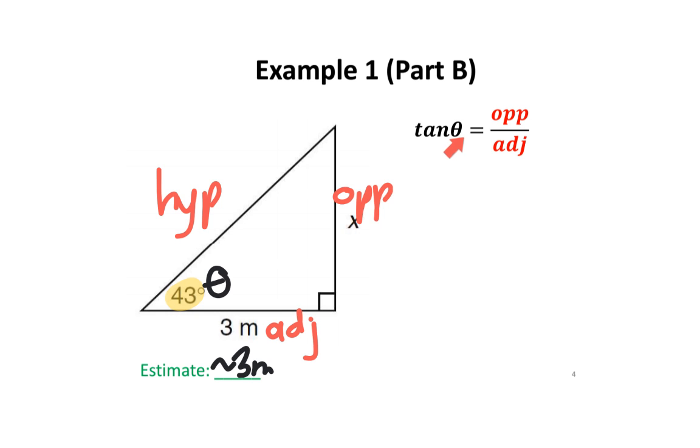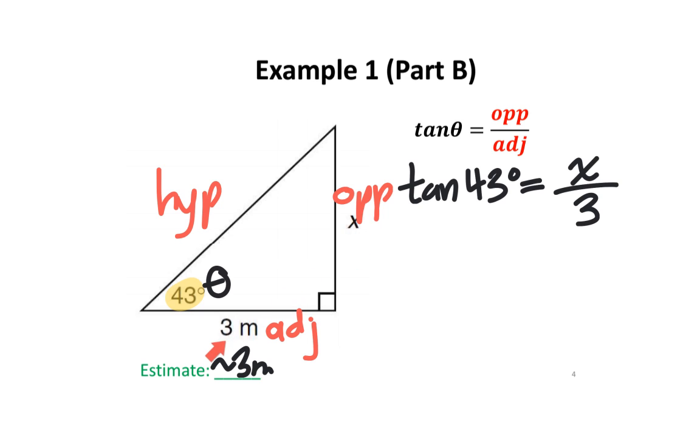Take a look at this ratio. Tan theta is equal to opposite over adjacent. I'm going to start by replacing theta with 43 degrees. I'm going to replace opposite with x, and I'm going to replace adjacent with the number 3.